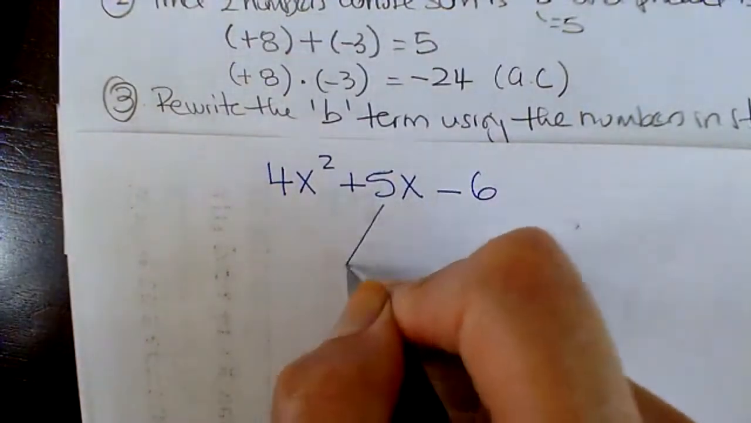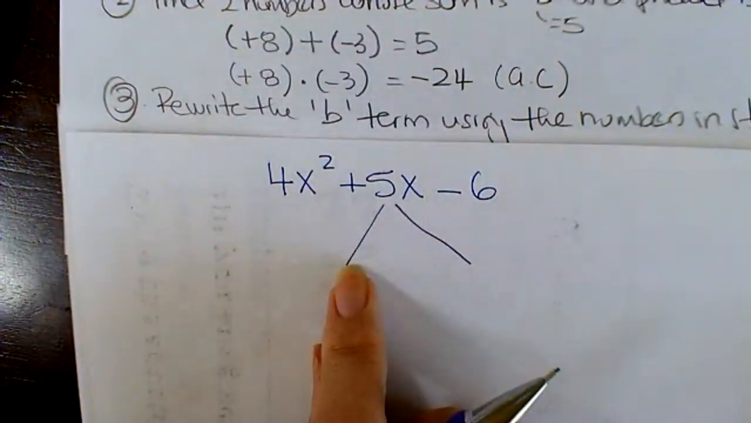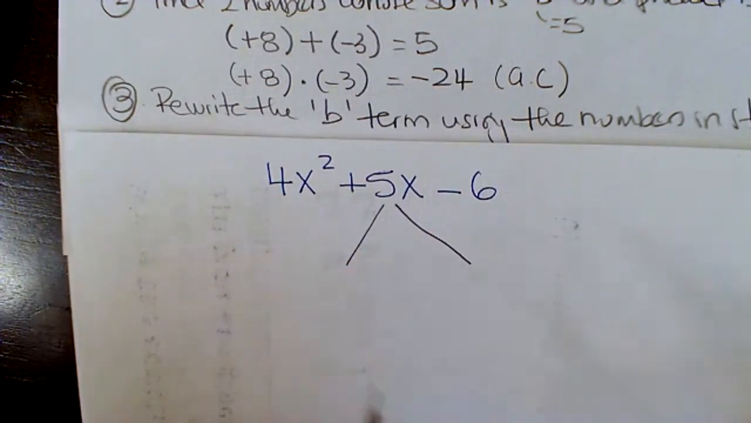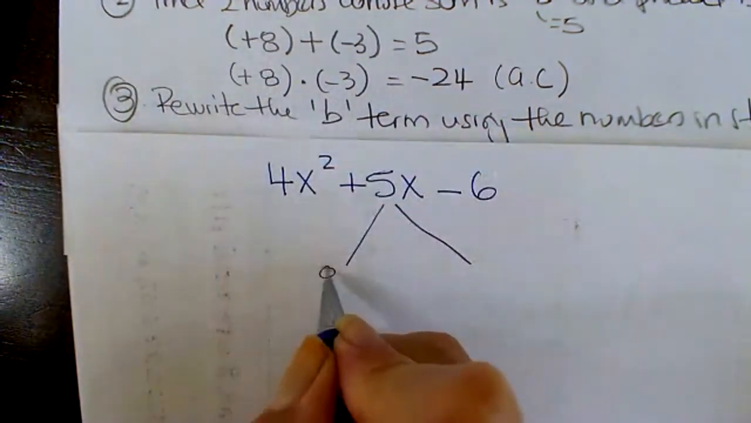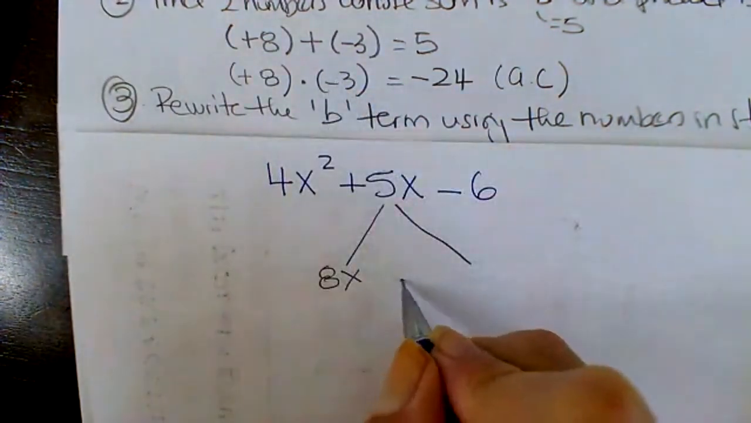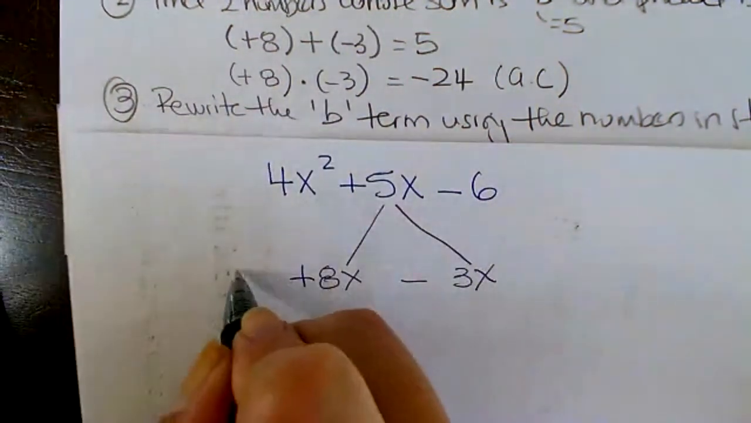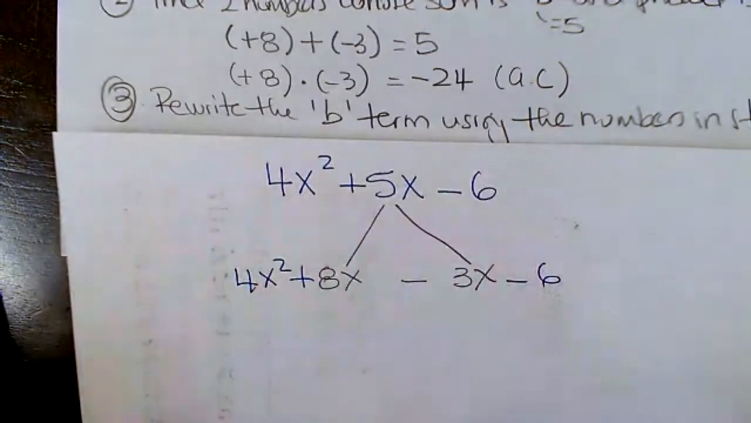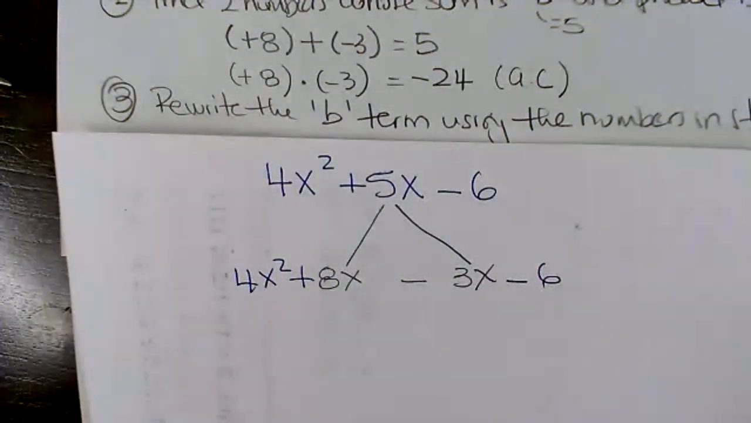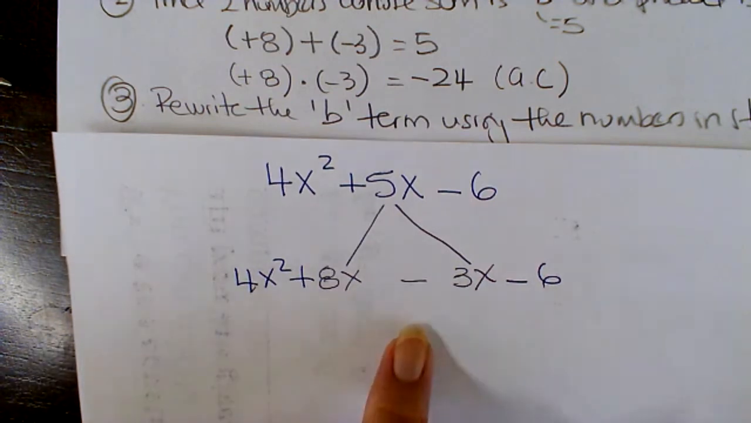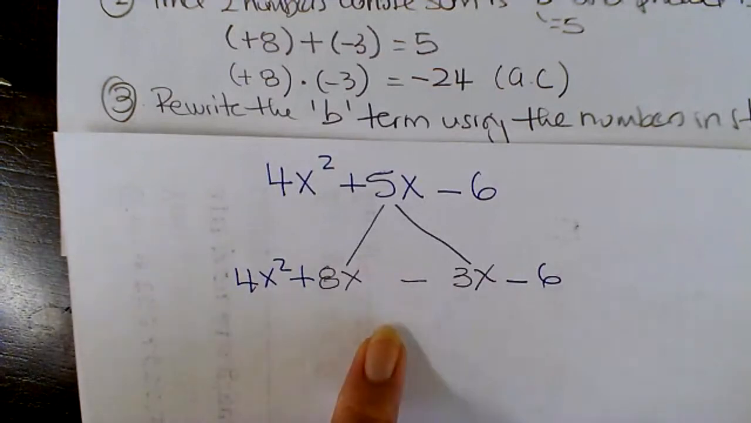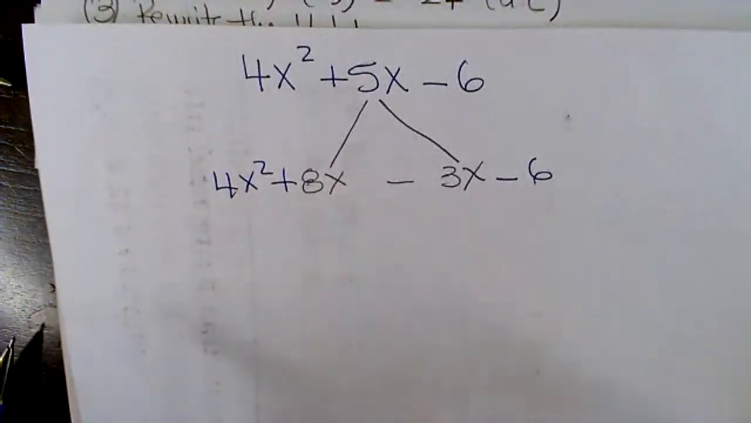So this one, like it says there, using the two terms that we found: 8x and negative 3x. This doesn't change, the 4x squared minus 6. Okay. Now, what are we doing? We're going to be factoring by grouping.